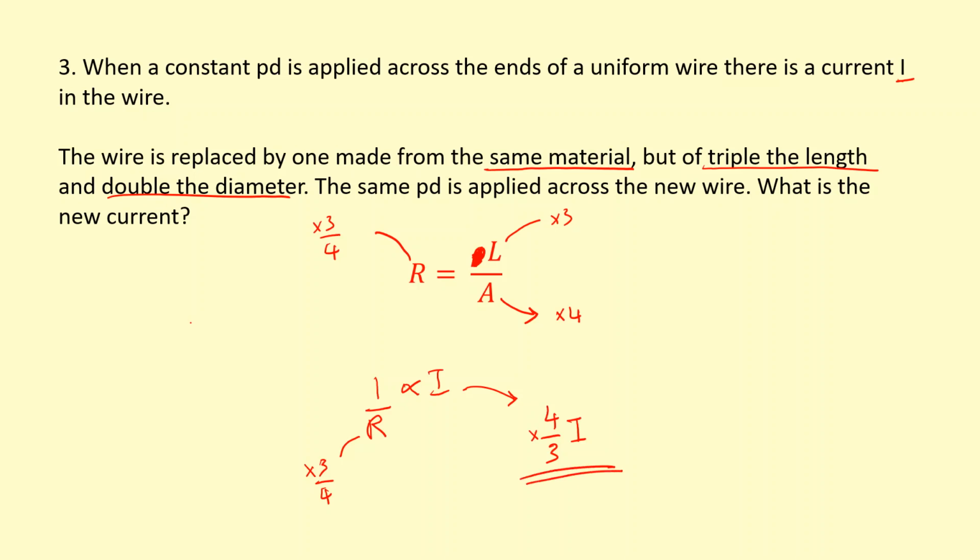Okay, alternatively, I could have done all of this in one go. I could have written resistance in terms of resistivity, length, and area, and substituted Ohm's law, and then rearranged this. I could have done it like this, and I would have gotten the same answer.